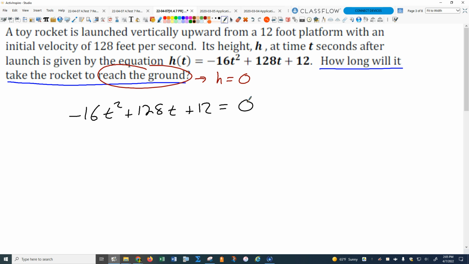Now, by solving that equation, I'm solving for what variable? What are my solutions going to be? For t, right? Well, what does t stand for? Time in seconds after it's launched. Well, that's what we want to know, right? We want to know the value of t when the height is equal to 0. Everybody get that? So we're done with the physics part of it now.